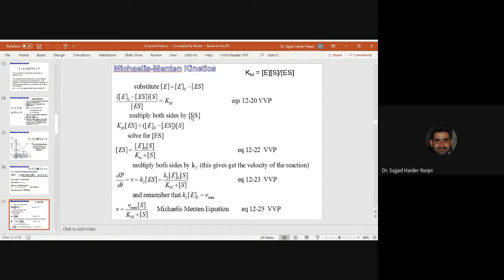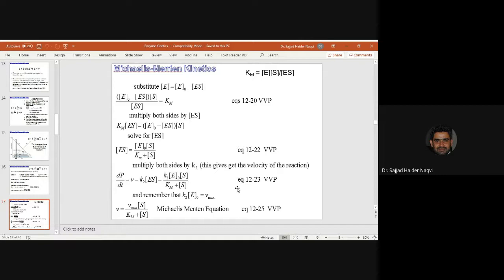We multiply both sides by the enzyme substrate complex. To solve for ES, we got this equation: ES is equal to E naught times S divided by Km plus S. Now we multiply both sides by K2, and this gives the velocity of the reaction. When we multiply K2 on this side and this side, that is transformed into velocity, which is the change of the product divided by the change of the time, and we got this equation.